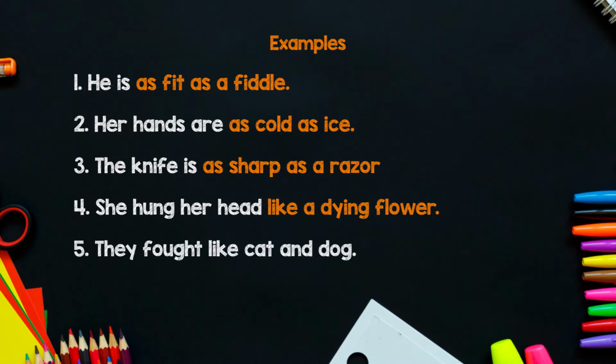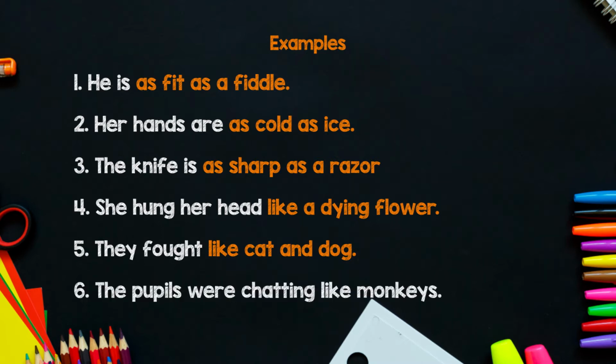They fought like cat and dog. In this example, the relationship of the people, shown by the pronoun they, is compared to that of the animals, cat and dog. And lastly, the pupils were chatting like monkeys. Here, the constant chattering of the children is being compared to that of the animal monkeys.